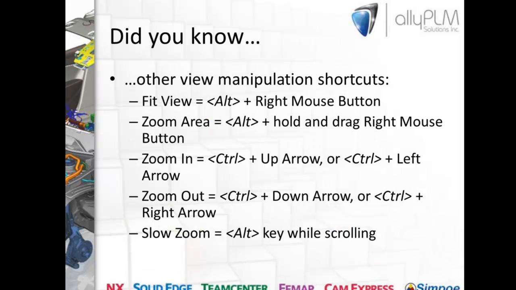Some screen manipulation shortcuts. We have Fit Area, which you hold the Alt key and press the right mouse button. We have Zoom Area, Alt, and then you hold and drag a square over the area that you want to zoom. Zoom in, you hold Control, and you can either use the up or left arrow to zoom in. Zoom out is Control and down or right arrow. And then you can zoom in slowly if you hold the Alt key and use the scroll wheel, and that'll zoom in for you.